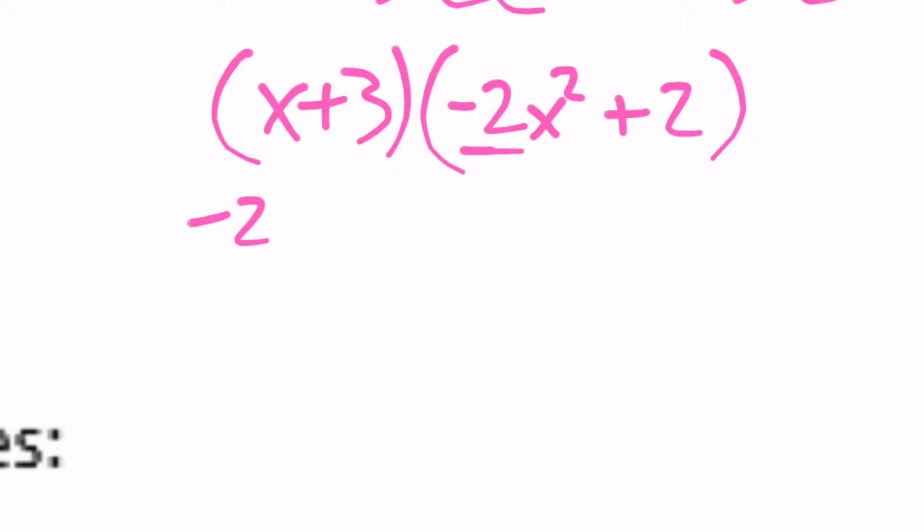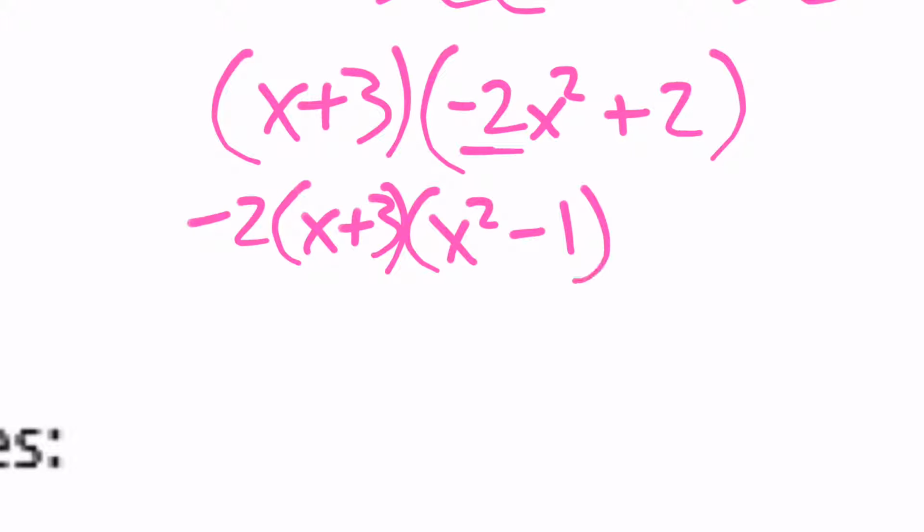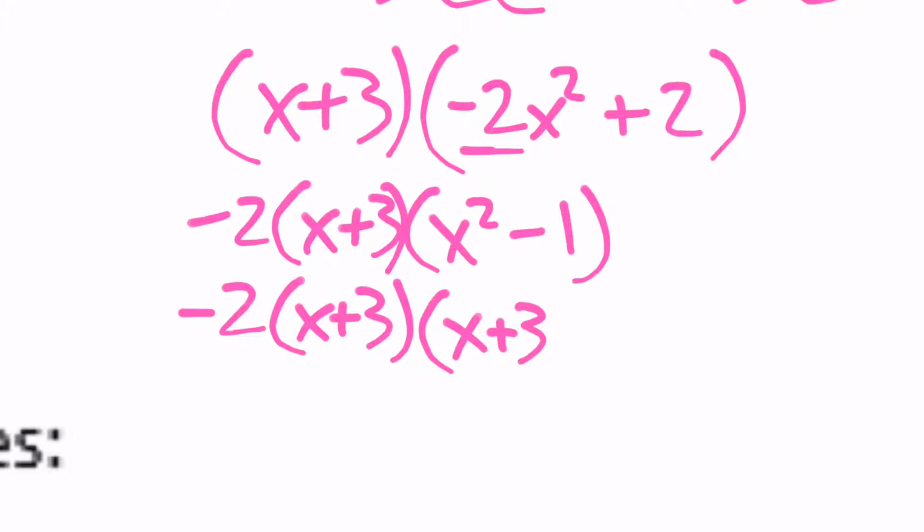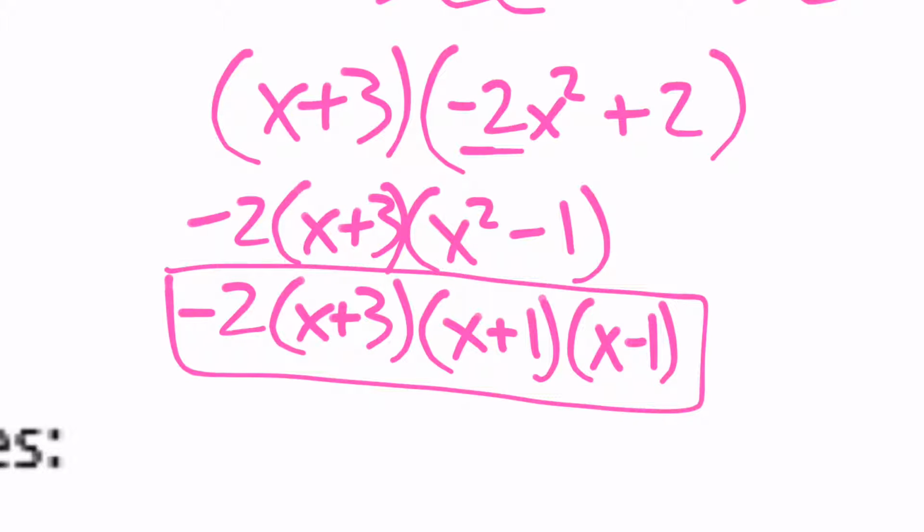So if I pull the negative 2 out, I'm left with x plus 3 times, pull a negative 2 out of an x, negative 2x squared, I'm left with x squared. Pull a negative 2 out of a positive 2, you're left with a minus 1. Minus 1 times minus 2 is positive 2. One last step, negative 2, x plus 3 times x squared minus 1 is a difference of squares, so x plus 1, x minus 1. So that then is my numerator.